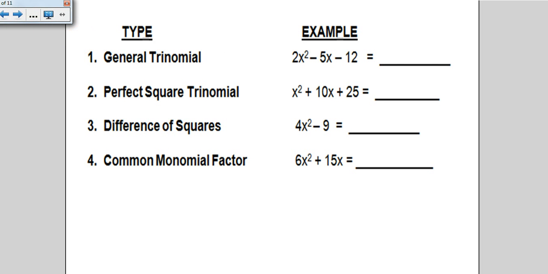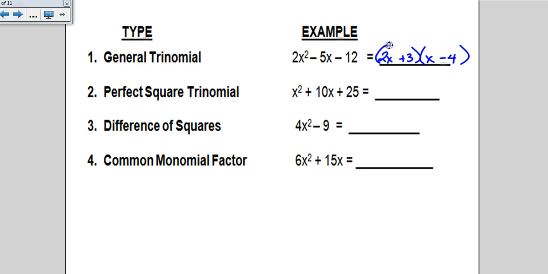Remember, if you have a general trinomial, that means you're just going to factor it by writing down your two sets of parentheses, and this is the type of problem where you sometimes had to guess and check and revise. So 2x squared would be a 2x and an x. And then you had to think of some ways to get a negative 12, so maybe you tried negative 6 and 2, negative 2 and 6, 4 and negative 3, negative 4 and 3, and eventually you'd settle on a plus 3 here and a negative 4 here.